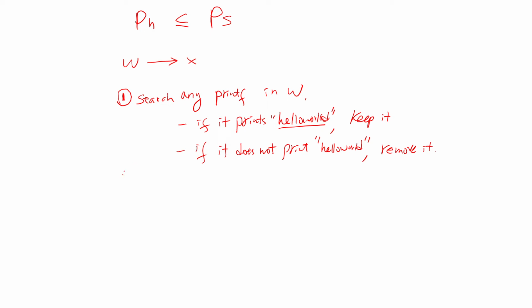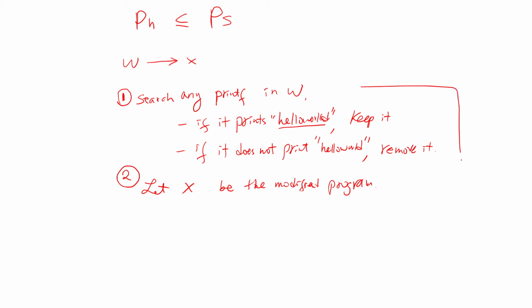Okay. Now, after this modification, we let the X be the program, the modified program. So this modified program is from W. And this process, you can write a program to search, and you can search any printf statements to find if it prints hello world. If it is, keep it. If it does not, then we remove it.